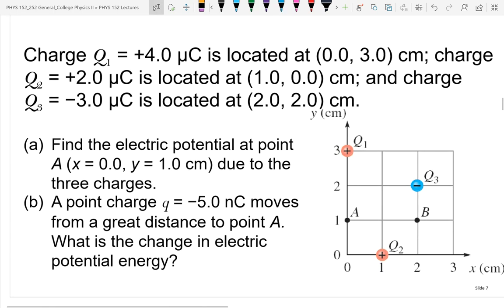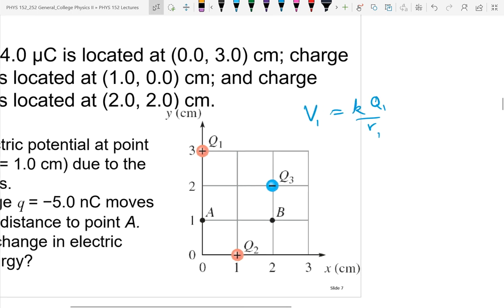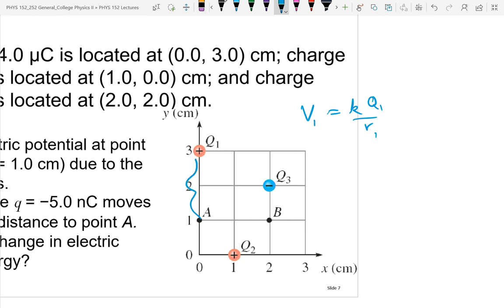So you can have a simple problem like this. I have 3 charges here. It tells me the charges and the locations. Find the electric potential at point A. So I find the electric potential here. I'm going to have V1 equals KQ1 over R1. R1, that's the distance from here to here, is 2 centimeters. And so that's going to be whatever Q is times K over 2 centimeters.